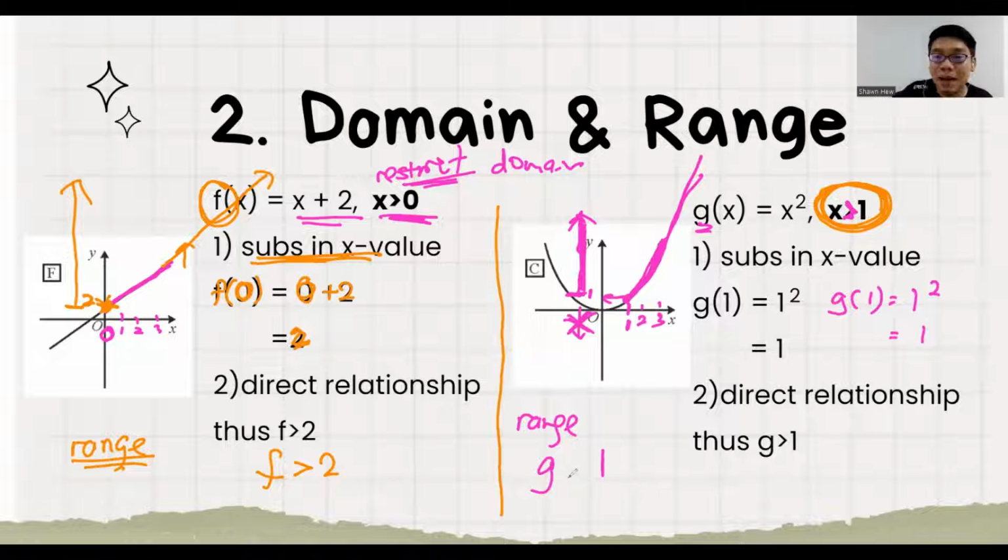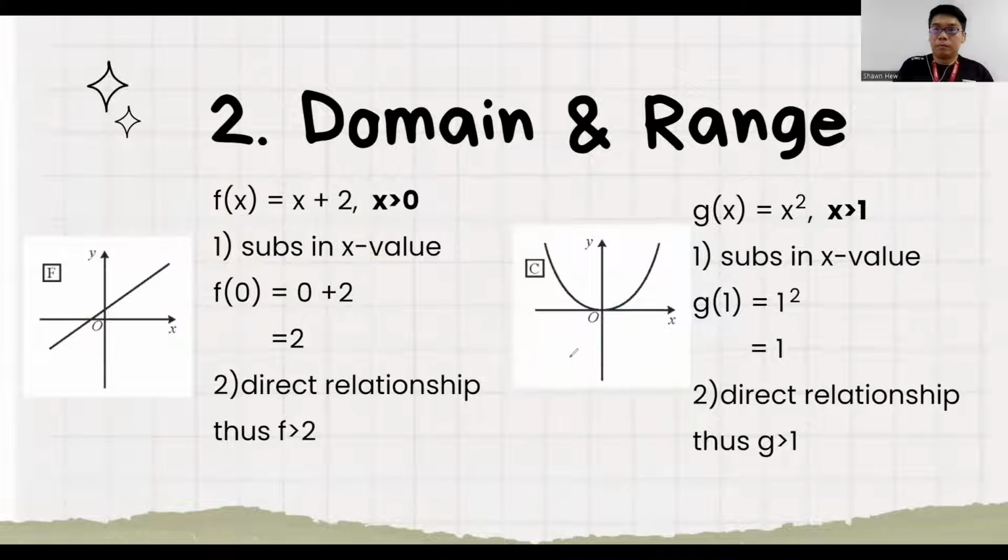Next, we need to identify more than 1. Should we put the equal sign? We refer back. They say x more than 1. I do not include this point. Do you see? I do not have the equal sign here. So here also we don't have the equal sign. My range is g more than 1.